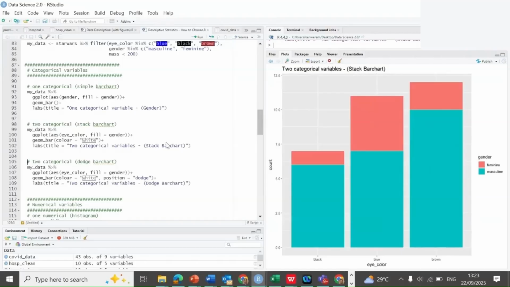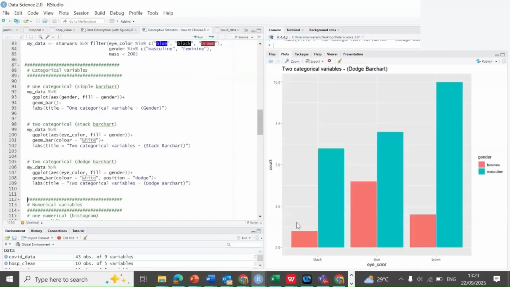Another way you can describe two categorical variables is using a dodged bar chart. And this is how a dodged bar chart looks like. So you can see it's a similar graph, but instead of one on top of another, they are now standing side by side, but it's the same graph that we saw. So this is a dodged bar chart, which is used to describe two categorical variables, okay?